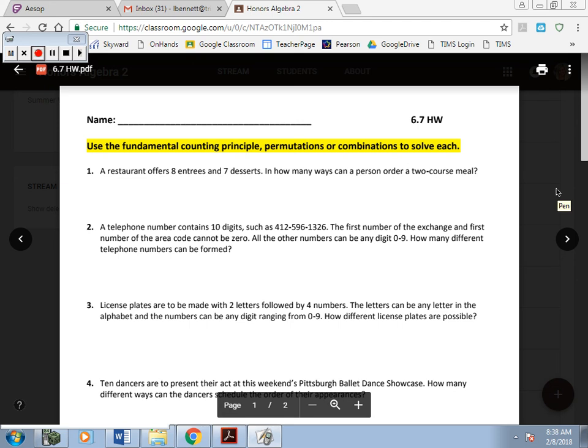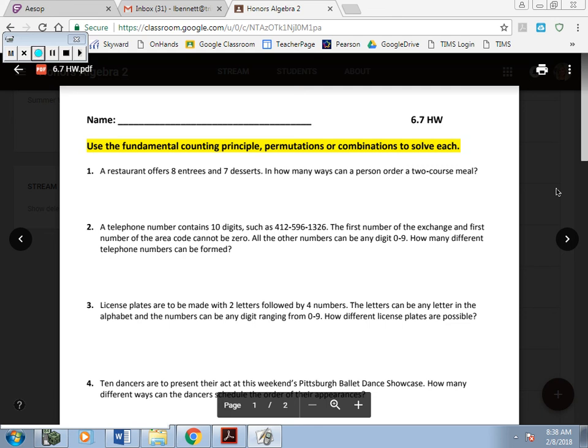It says a telephone number contains 10 digits. The first number of the exchange and the first number of the area code cannot be 0. So the area code and the exchange cannot start with 0. All of the other numbers can be any digit 0 through 9. How many different telephone numbers can be formed?